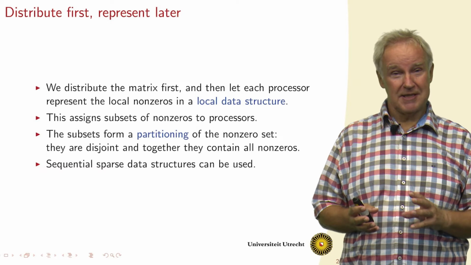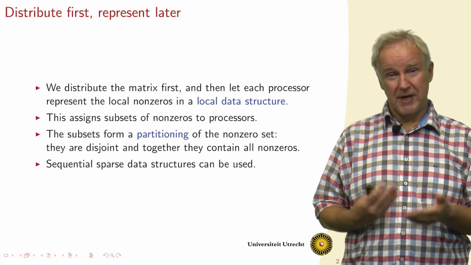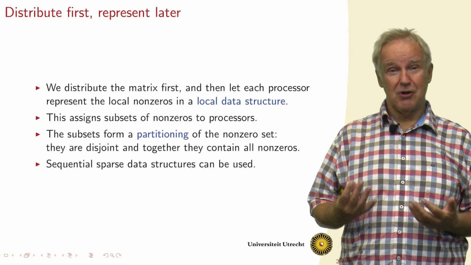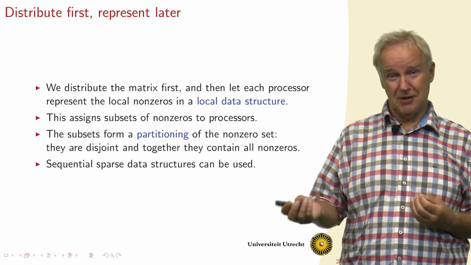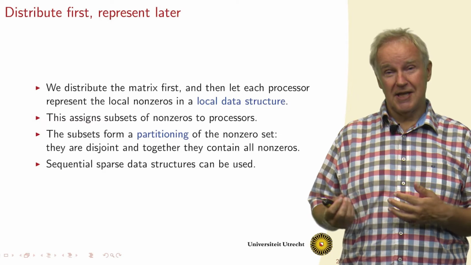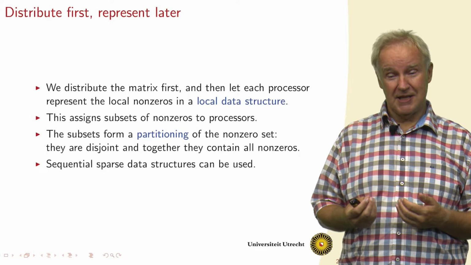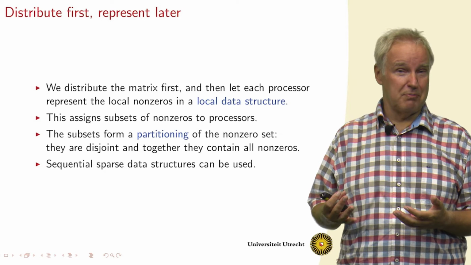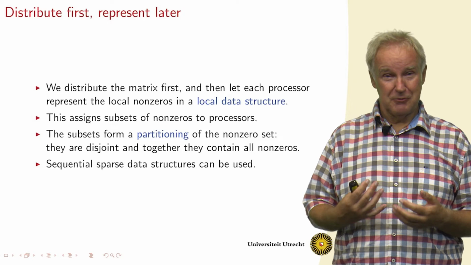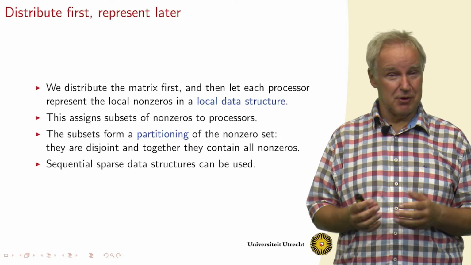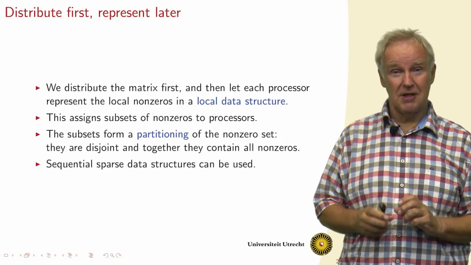And this is much better than doing the other way around, because if we have a global data structure and then distribute the non-zeros of the matrix, then we would complicate all simple operations, like inserting a non-zero in the data structure would require collaboration between processors. And now this is a local operation.